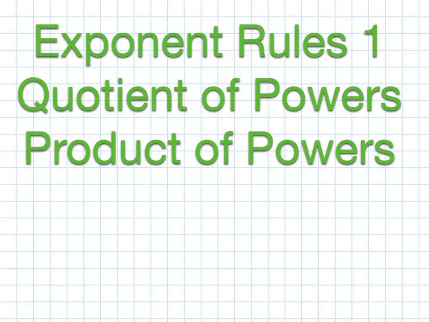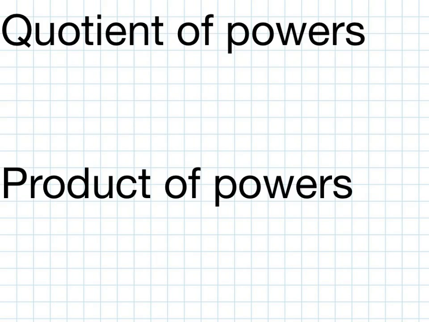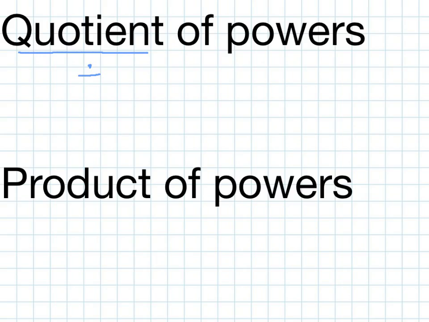Exponent rules 1, the quotient of powers rule and the product of powers rule. Quotient of powers. Remember that the word quotient is the answer for a division problem, and we're going to work with something that looks like this. So I will look at x to the third power divided by x to the second power. So we notice we've got powers because of the exponents, and because of this fraction bar we have a division problem.